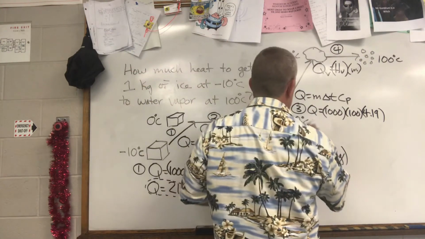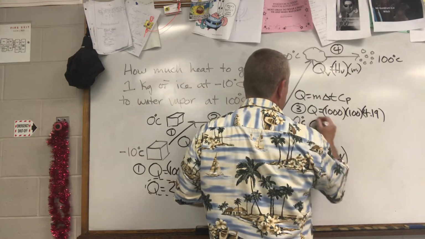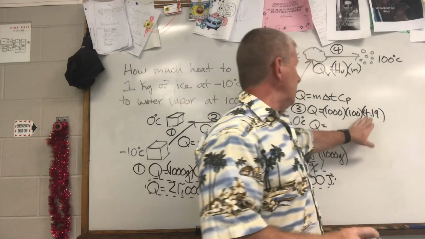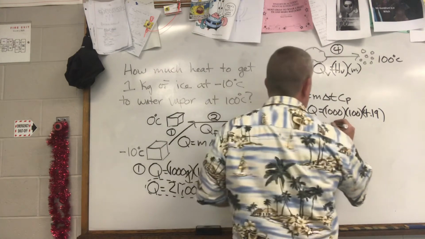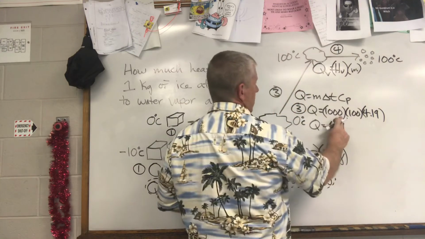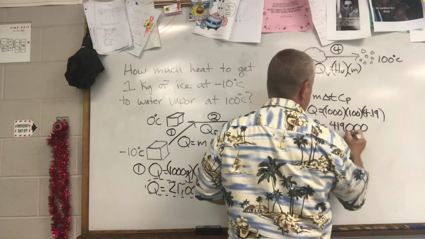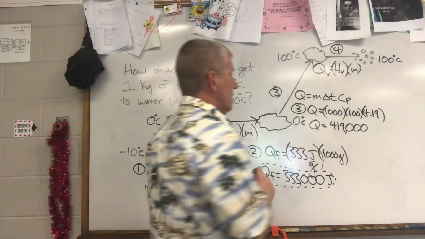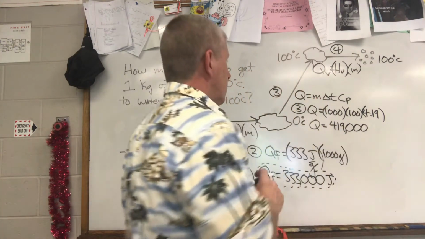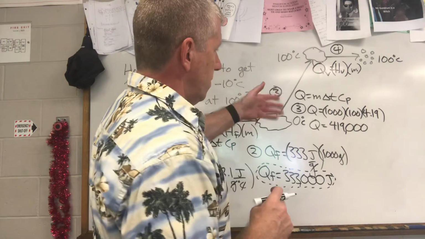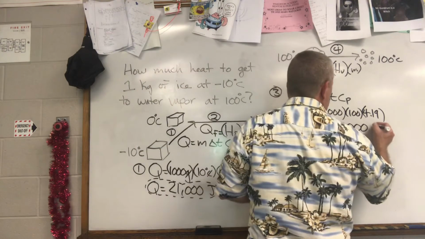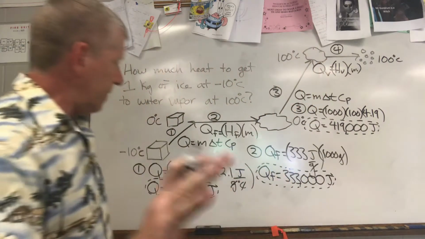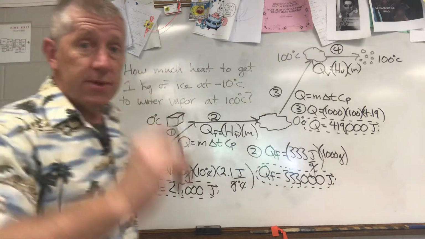Okay, let's do the math. So Q equals, I can do this without a calculator. This is going to be 100 times 4.19, 419. 419 plus 3 more zeros is 419,000. So 1,000 times 100 would be 100,000 times 4.19, yeah, 419,000 joules. Okay, so I'm going to give that a dotted circle, meaning I found something that I calculated, but it's not the final answer. And last but not least, step 4.